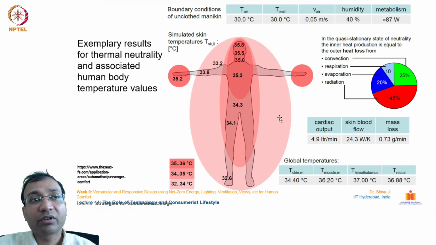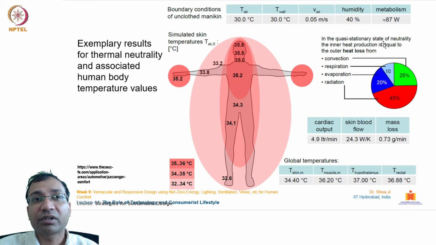So you can understand from here these body conditions of an unclothed human. If the air is at 30 degrees centigrade, the wall is at 30 degrees, the air velocity is 0.05 meters per second, humidity is 40%, and the activity is at 87 watts, in this kind of situation, how is the body going to perform?